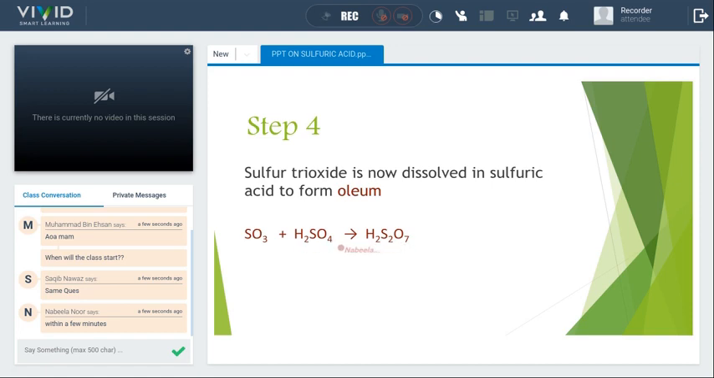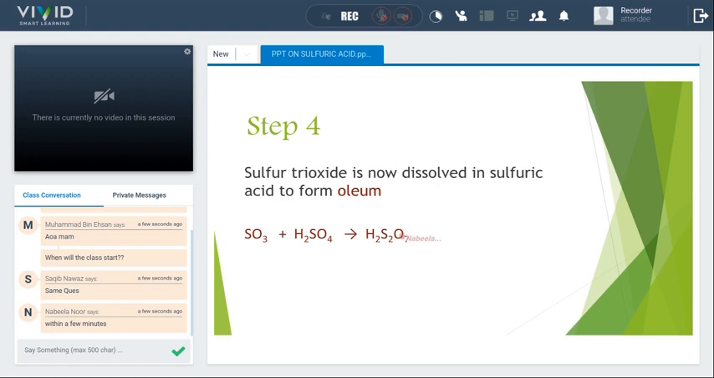Now, you will have a question. The question will come in your mind that we are going to prepare sulfuric acid and we are using sulfuric acid instead. So the thing is that just a very light spray of sulfuric acid is used along with sulfur trioxide. The purpose is that a very small amount of sulfuric acid will just convert sulfur trioxide into oleum. Oleum is H2S2O7. The other name of oleum is pyrosulfuric acid.